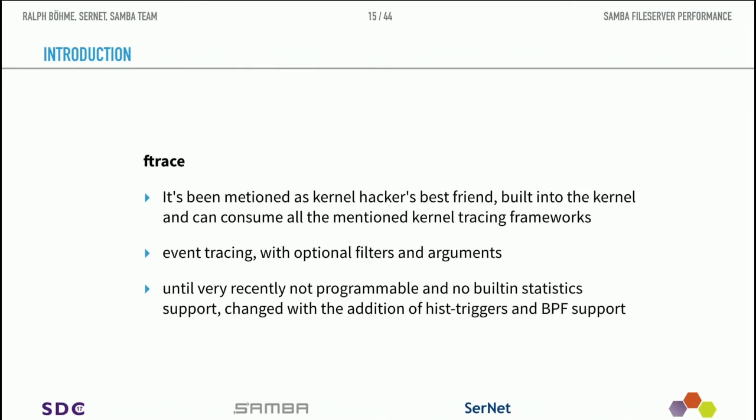Similar for ftrace. I've seen that named on a website as a kernel hacker's best friend. It's been built into the kernel for quite a long time. It can use all the mentioned kernel tracing frameworks, and it can consume all the event types I mentioned. It can do some stuff that other simple tracers like perf can't do. It has optional filters. It can work with function arguments and return values. And I think it also has access to function state, like internal variables of a function. So it can do quite some stuff.